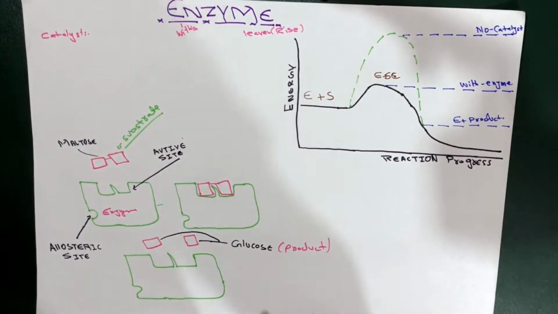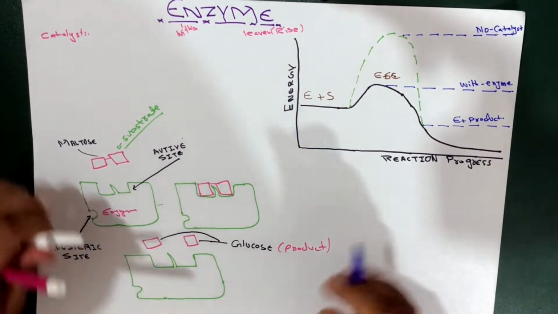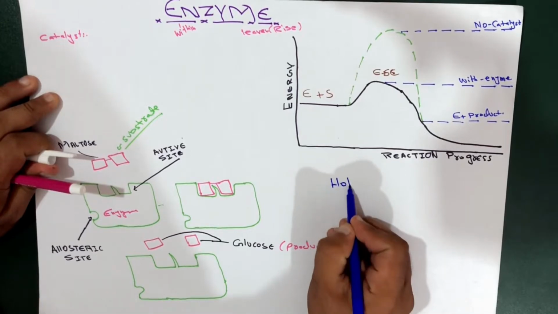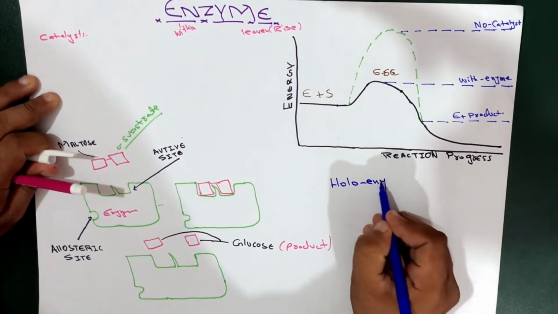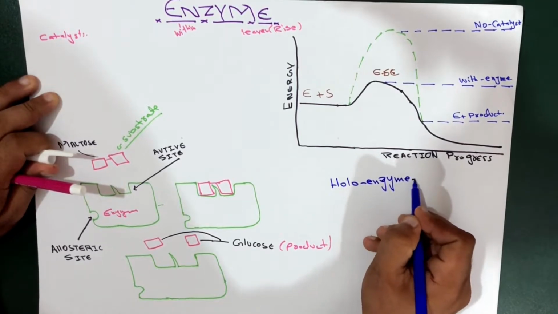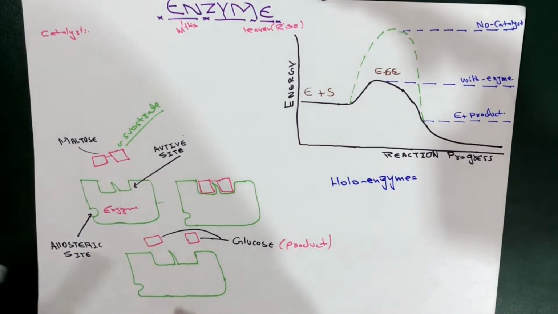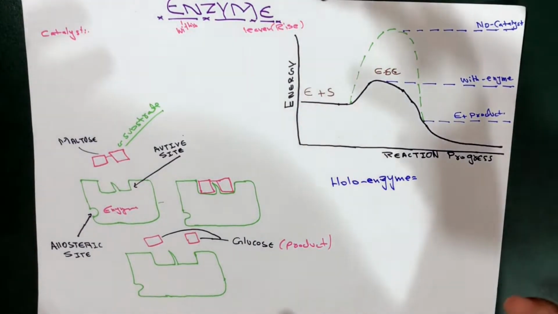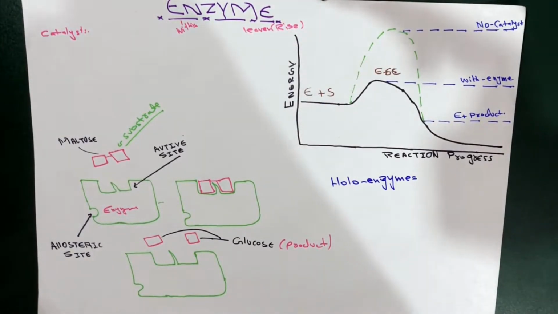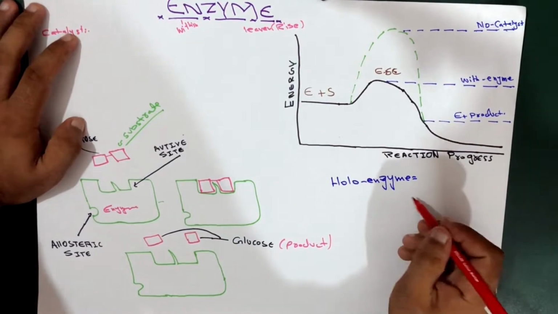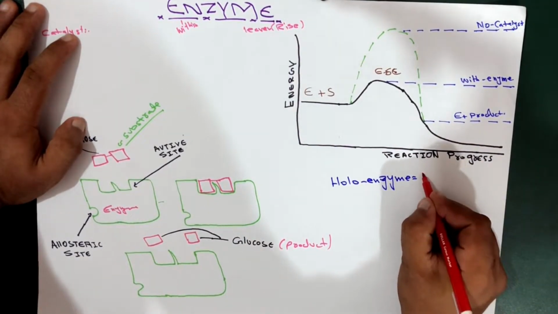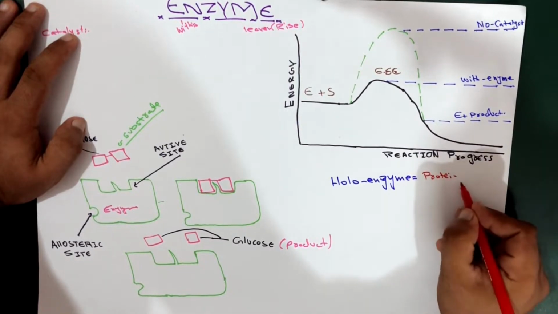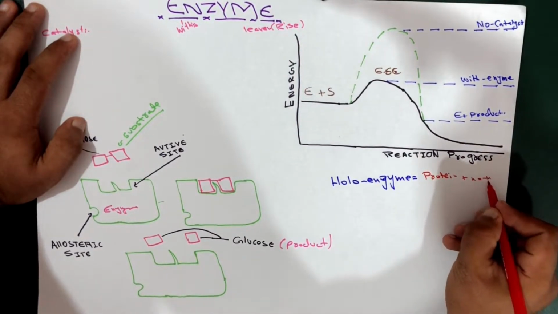One more thing I have to add in this lecture today is the idea of the holoenzyme. So what is a holoenzyme? Sometimes the enzyme is not made only of protein, but a lot of enzymes have another part, a non-proteinous part, which actually makes them stronger and more reactive than normal. So a holoenzyme is an enzyme made up of a protein part plus a non-protein part.